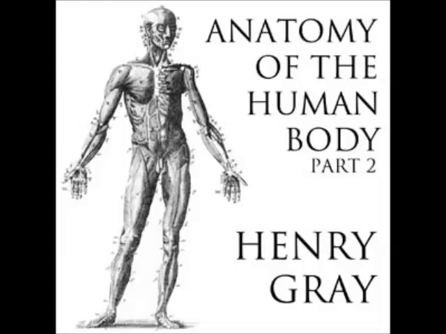Some ligaments consist entirely of yellow elastic tissue, as the ligamenta flava which connect together the laminae of adjacent vertebrae, and the ligamentum nuchae in the lower animals. In these cases the elasticity of the ligament is intended to act as a substitute for muscular power.